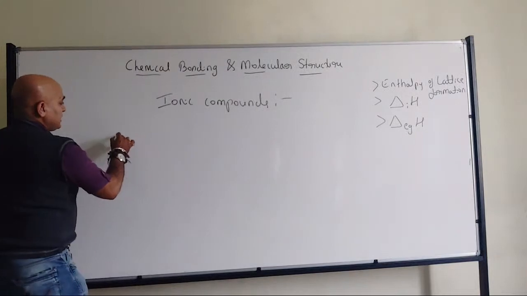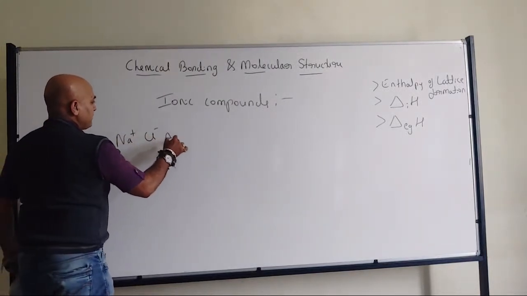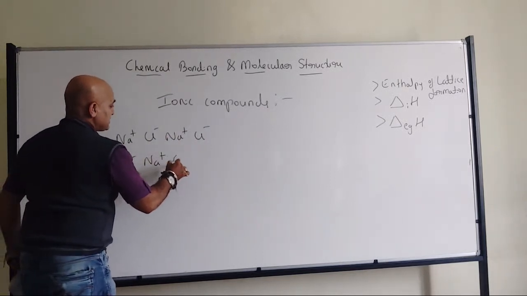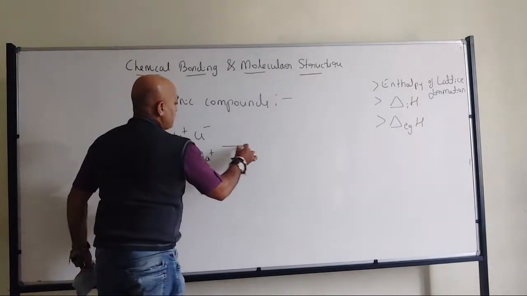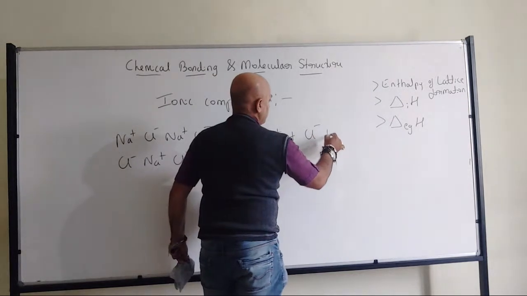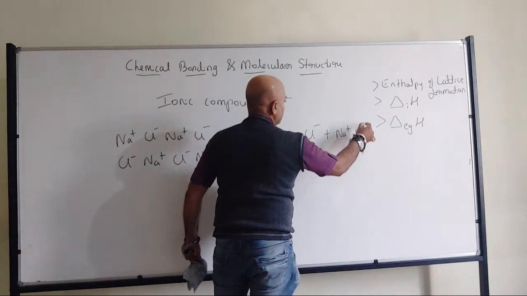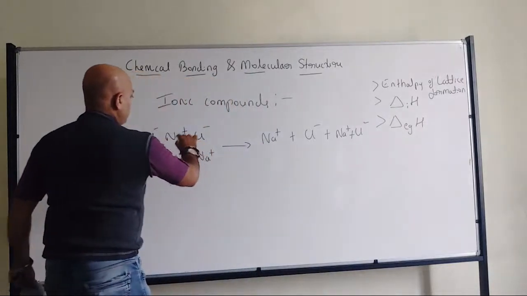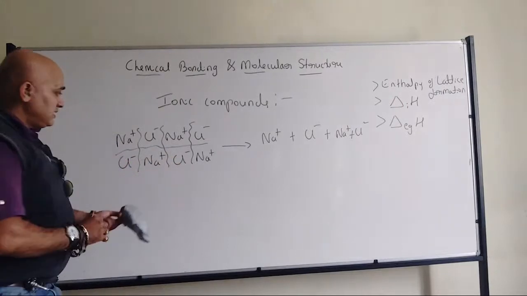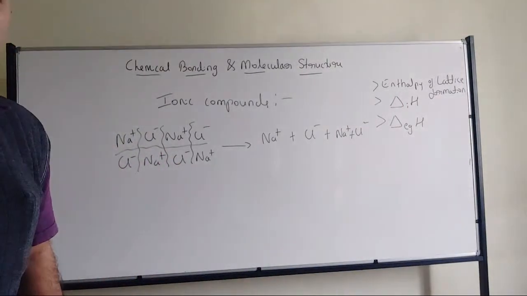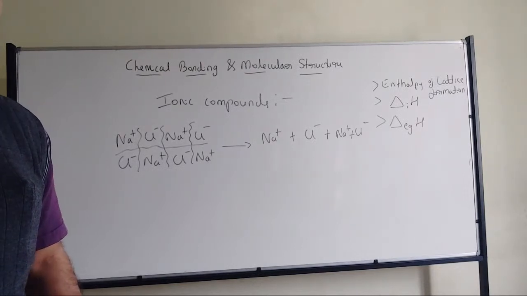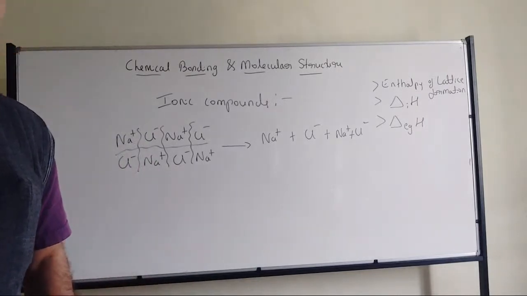Now, whatever sodium and chloride, multiple elements are present in a solid structure, we are now going to separate those elements from each other. That means we have to break these interactions. So if that is the case, will there be a requirement of energy to separate these ions from each other, yes or no? So lattice means mesh.